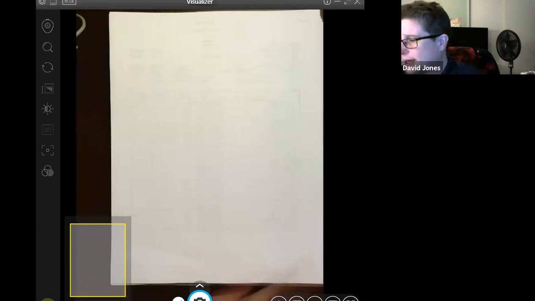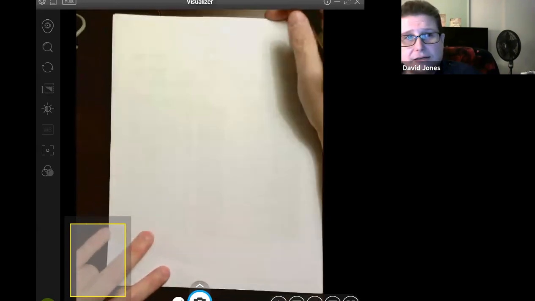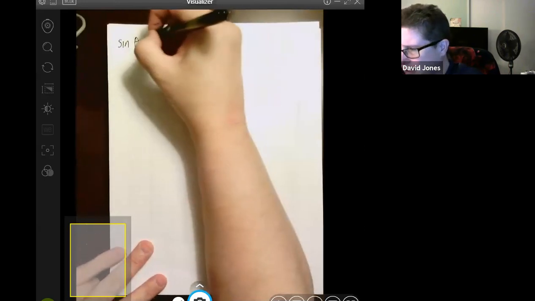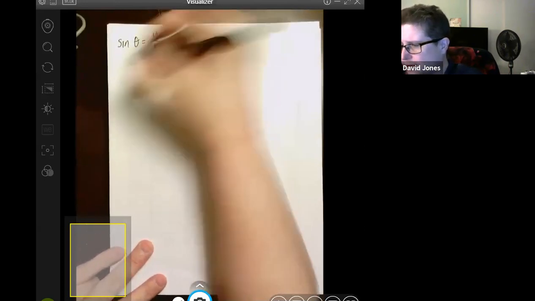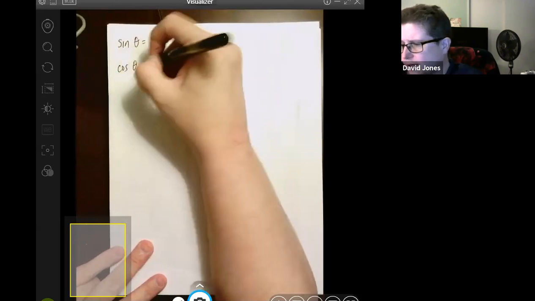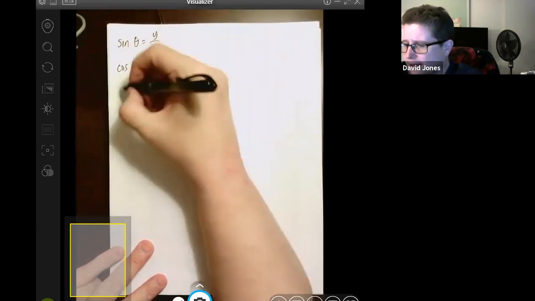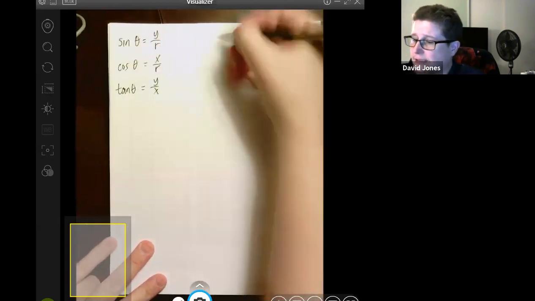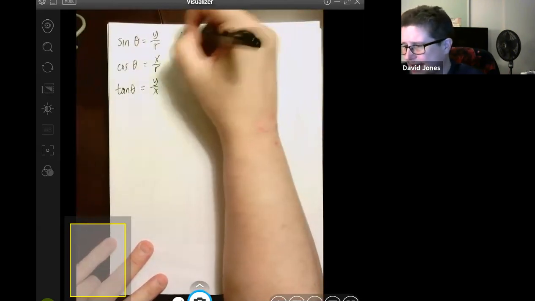So what did we have? Oh, I don't know if you can hear my dog yapping in the background. Sine theta was y over r. Cosine theta was x over r. And tangent theta was y over x. Let's say that's A, B, and C.